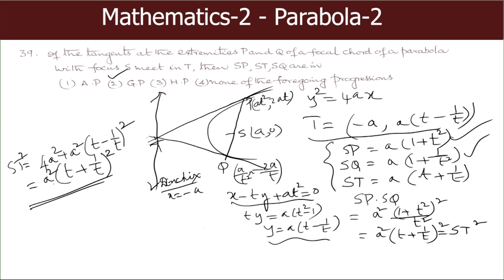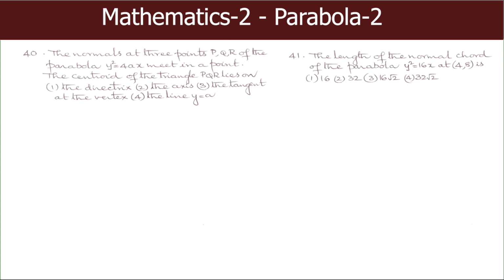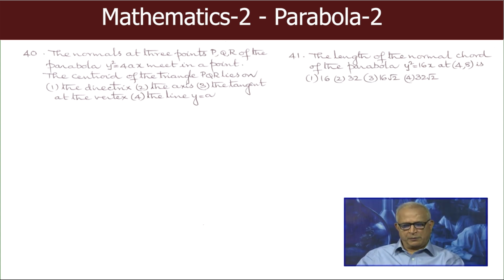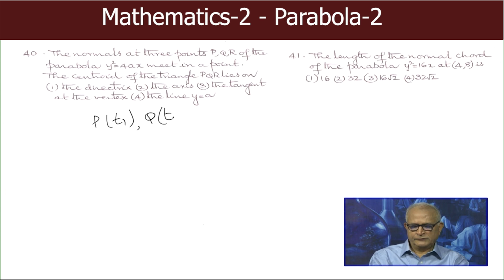A good question. 40. The normals at 3 points P, Q, R of the parabola meet in a point. And P, Q, R are conormal points. That means if the parameters of P, Q, R are t1, t2, t3, and P is (at1 square, 2at1), Q is (at2 square, 2at2), R is (at3 square, 2at3).